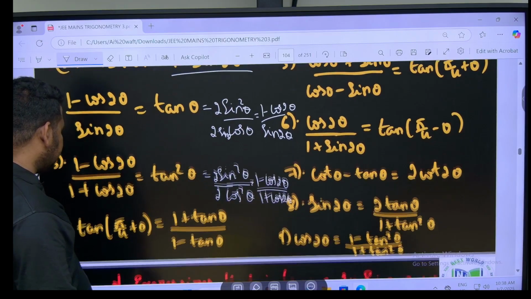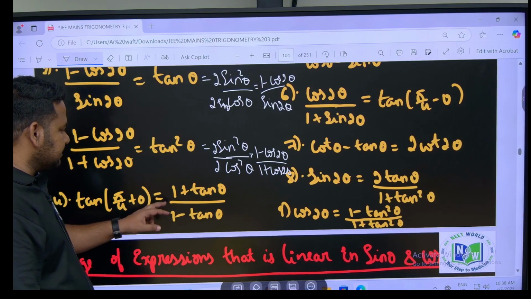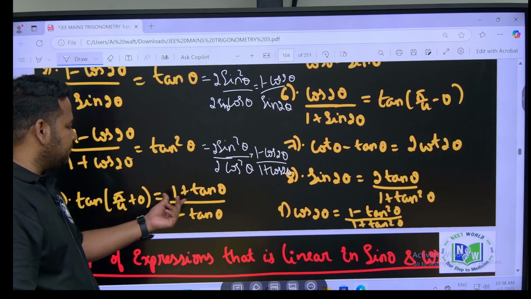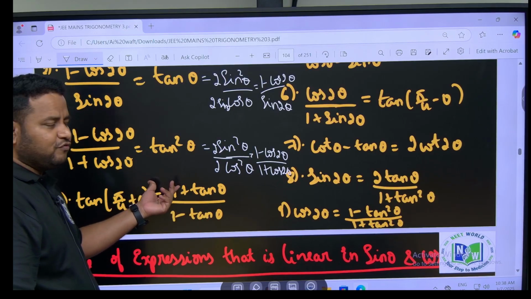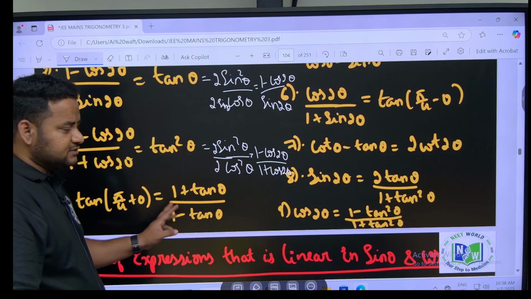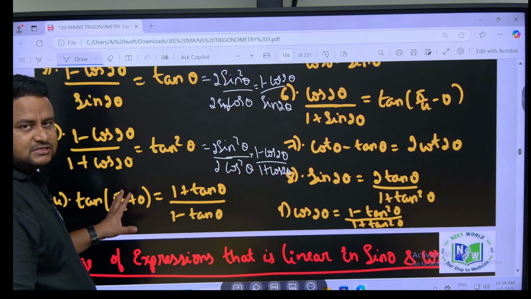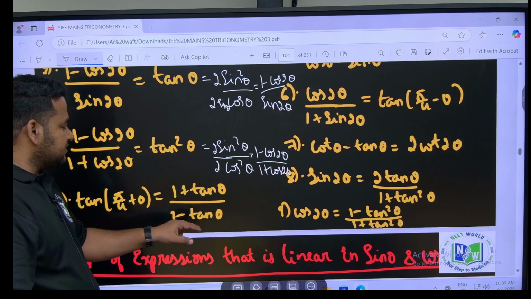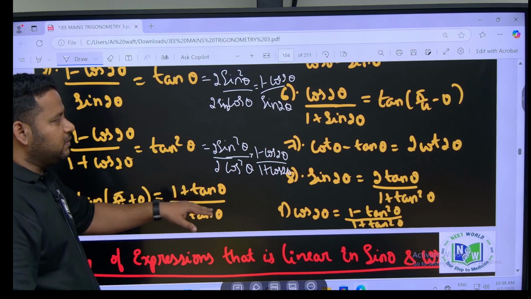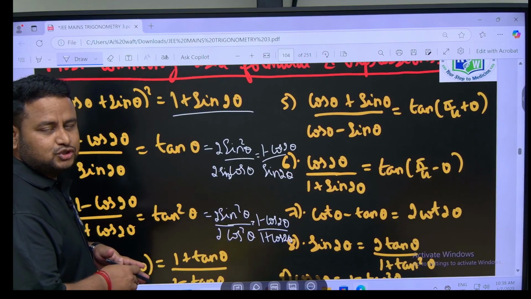Next is tan (pi by 4 plus theta). Tan (pi by 4 plus theta) is equal to (1 plus tan theta) by (1 minus tan theta). That is because tan (pi by 4 plus theta) is nothing but tan (A plus B), which is (tan A plus tan B) by (1 minus tan A tan B). But tan pi by 4 is 1, so it is 1 plus tan theta by 1 minus 1 into tan theta, that is 1 plus tan theta by 1 minus tan theta. So you should remember this. What will happen for tan (pi by 4 minus theta)? It will be 1 minus tan theta by 1 plus tan theta. You have to remember this. Either way, you should be able to get the relation.